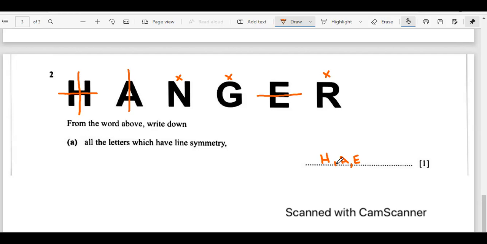Okay, so we are done with this chapter. Now we know how to do some past paper questions that ask you about rotational symmetry and the line of symmetry.